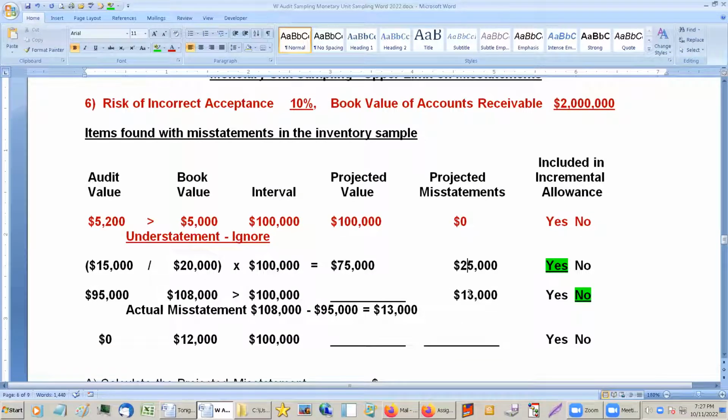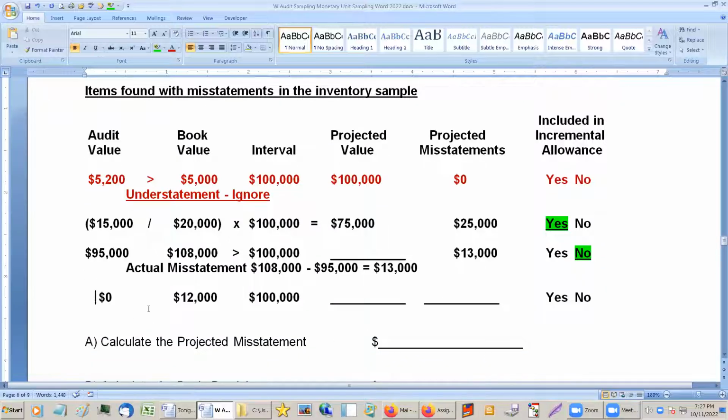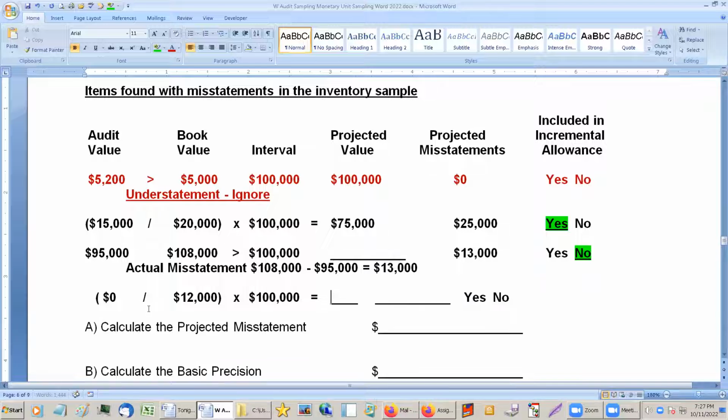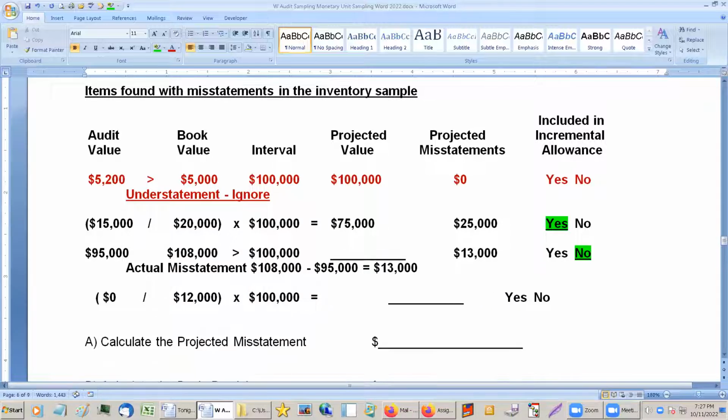Okay, so projected misstatement, 25,000, 13,000. Coming down here, again, this is what I would call a well-behaved one. In some of the literature, they'll tell you you have to look into why it's 0, which you should do anyways. Not sure why they sometimes say that. So if they have something on the book for 12,000, that really should be 0. The projected value is 0.